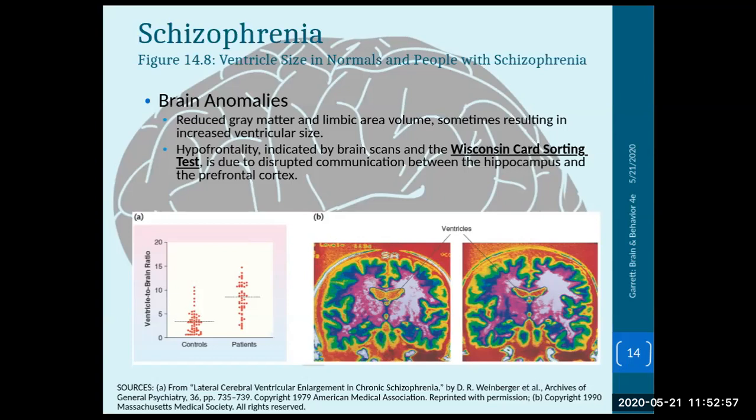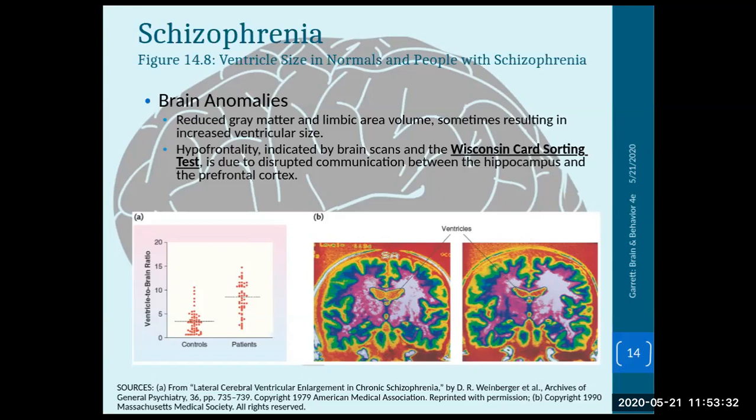Where we see problems in thinking, remembering, learning, following patterns, that has to do with the frontal lobe and putting all that information together. So when the frontal lobe is working at a reduced capacity, we call it hypofrontality. Hypo meaning less than normal. So it's running lower than normal. Hypofrontality is indicated by brain scans, and one of the tests that we give for this is called the Wisconsin card sort test.